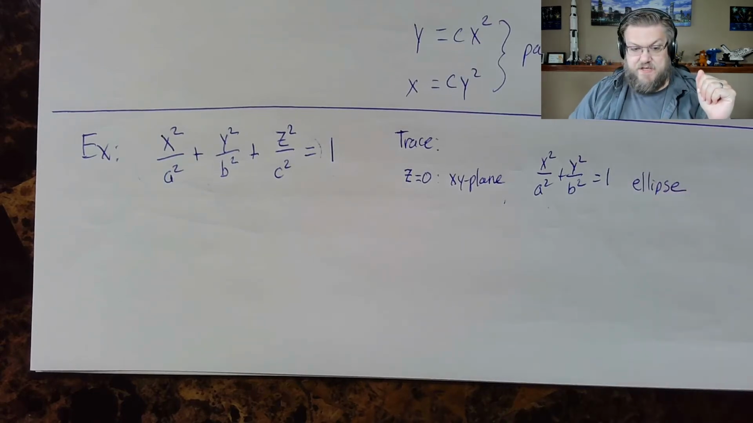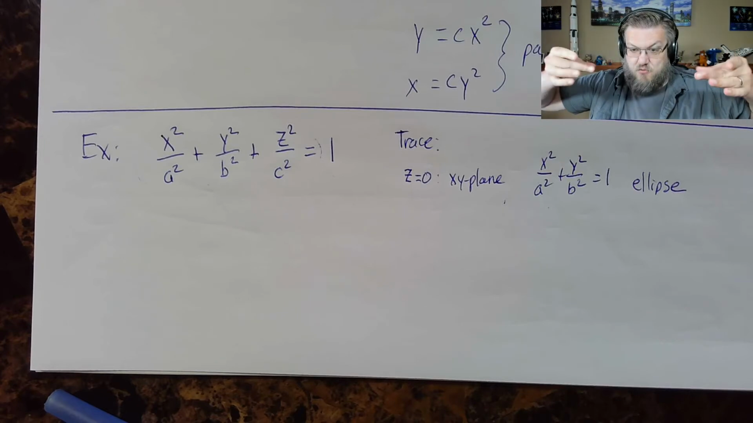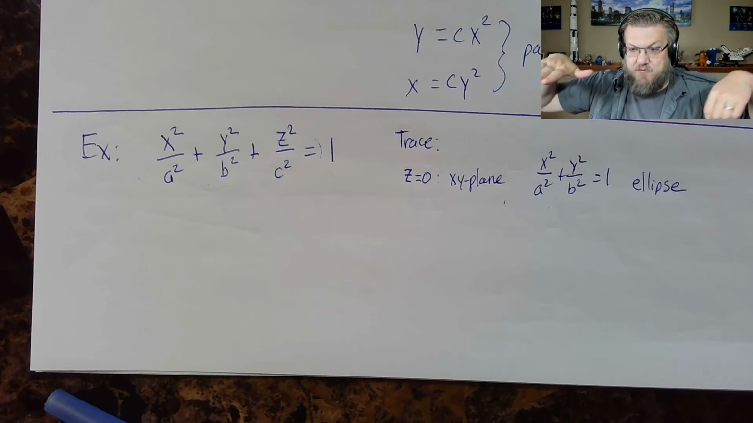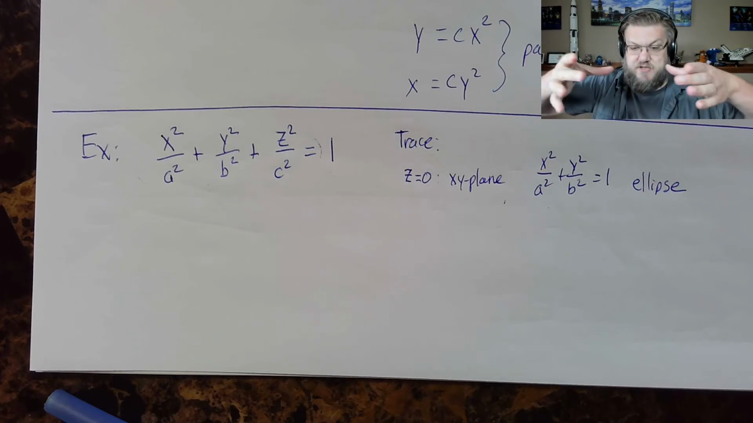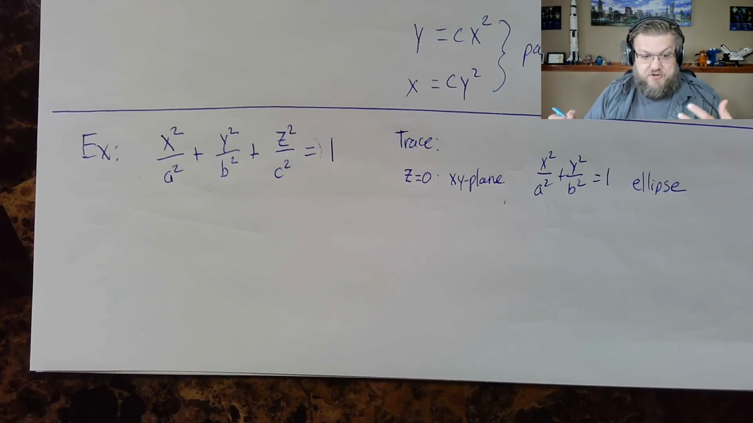All right? So that means in some sense that it has an elliptical waist, if you will, like a middle part. When I cut this with the xy plane, it looks elliptical. Okay? Now let's do the other traces.